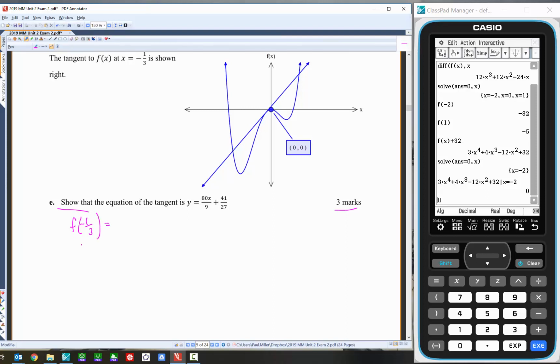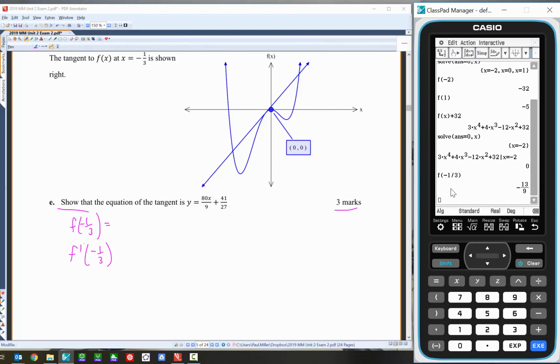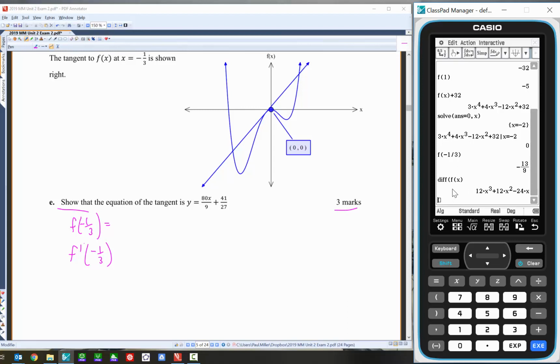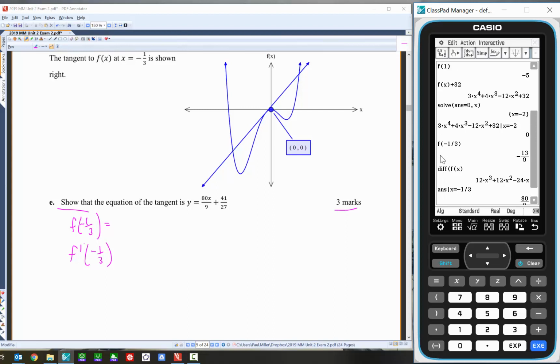I also want to find out what the gradient of the tangent is, so at f of negative 1/3. So let's find out both of these things on the calculator. We've got f of negative 1/3. We're in decimals, so let's get out of that, and diff f of x with x equal to negative 1/3. All right, so there's our two values there.